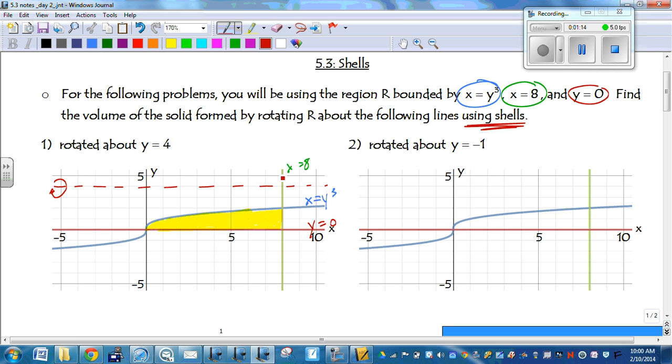Since that's a horizontal axis of revolution, the rectangles we're dealing with have to be horizontal rectangles. And in this region, if we weren't told to do shells, we could use a dx cut or a dy cut. Either one would work in this highlighted region. But since we're told to do shells and we're going around the horizontal axis, our rectangles have to be horizontal, which means we're going to have a dy cut, which tells us everything is going to be in terms of y.